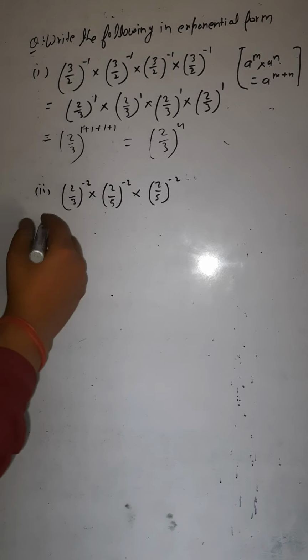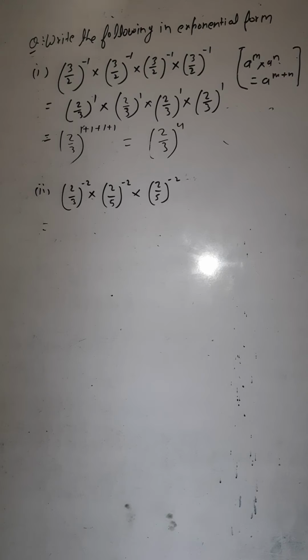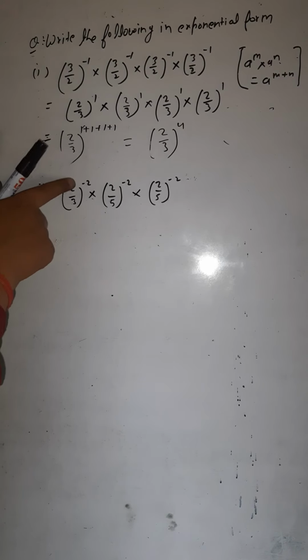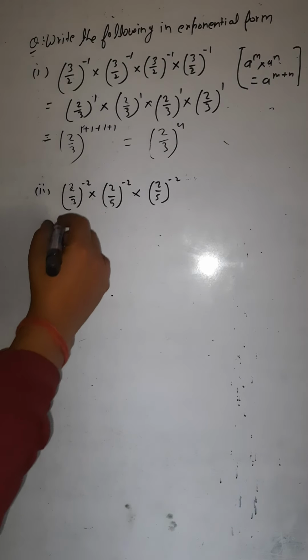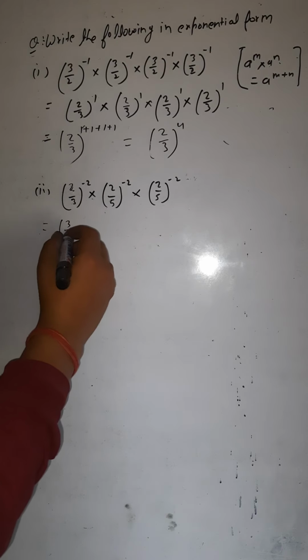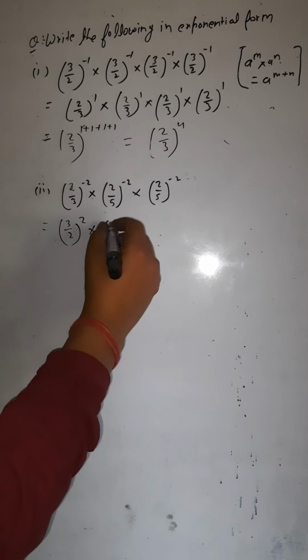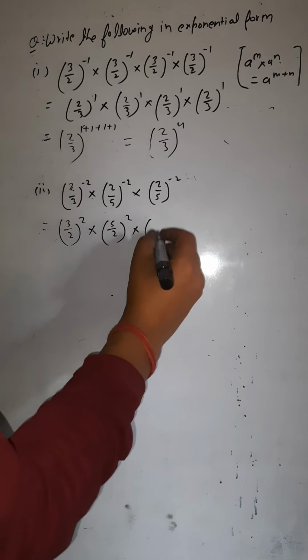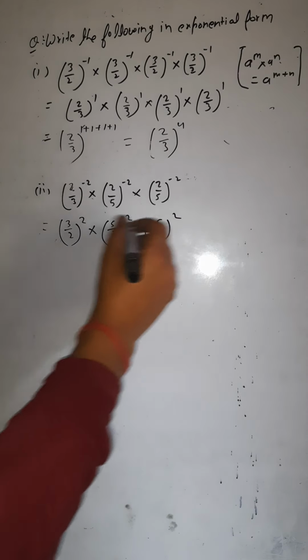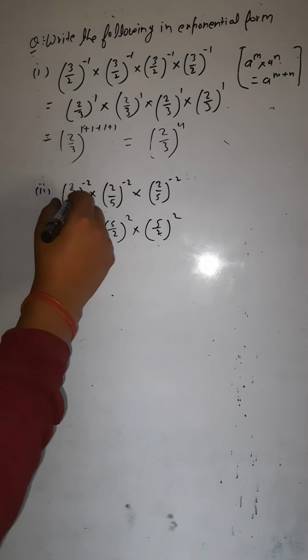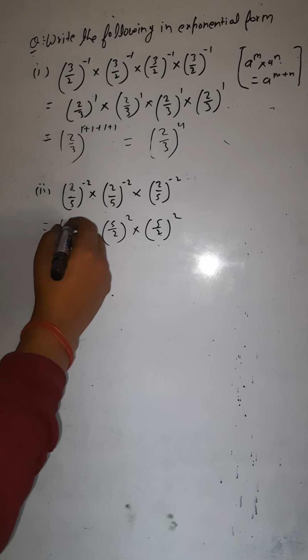Similarly, you would do the second question also. First you would change this power into the positive one. So I would reverse, I write the reciprocal, 3 by 2 raised to the power 2 multiplied by 5 by 2 raised to the power 2, then multiplied again by 5 by 2 raised to the power 2. Sorry, it is 2 by 5 here also.